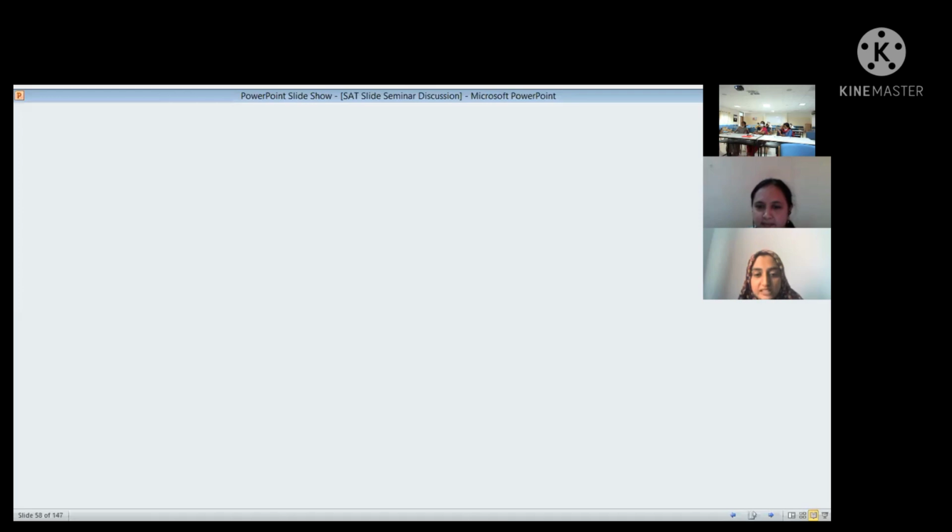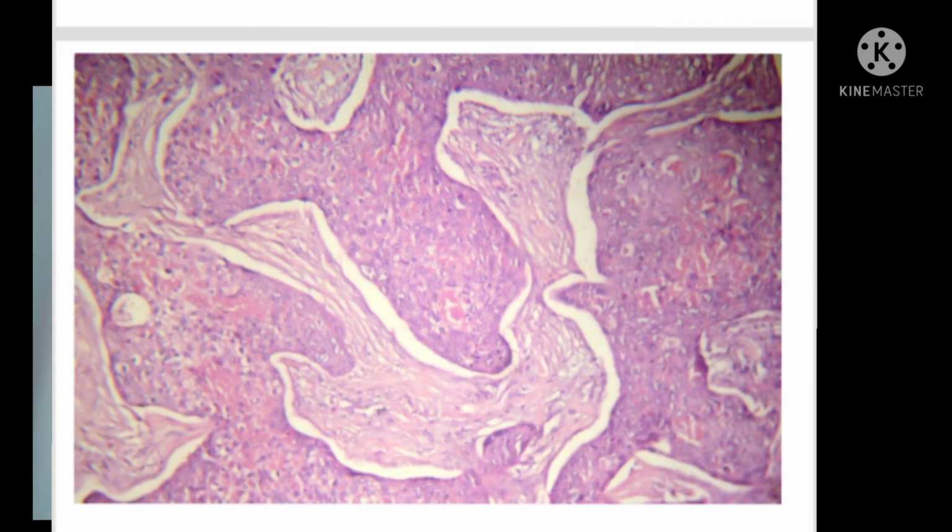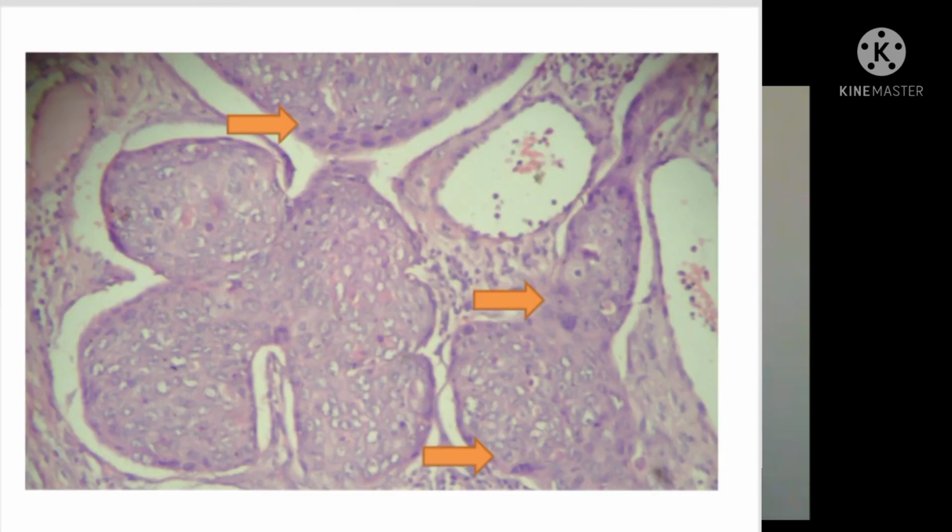Ma'am, this is an invasive tumor which is located in the dermis. This slide shows a well-defined lobulated solid tumor located in the dermis. Tumor tissue is arranged in lobules, which are separated by fibrocollagenous septae.